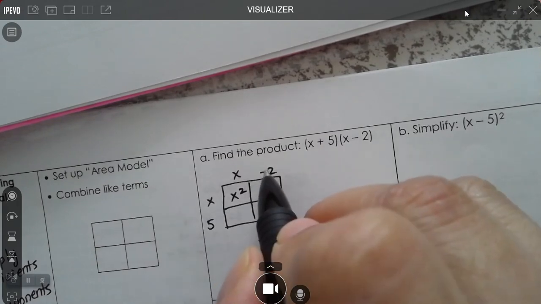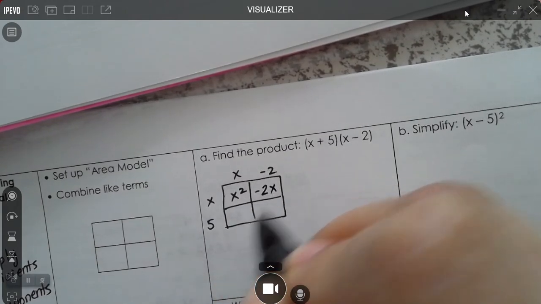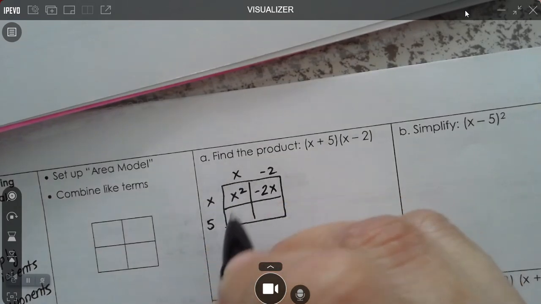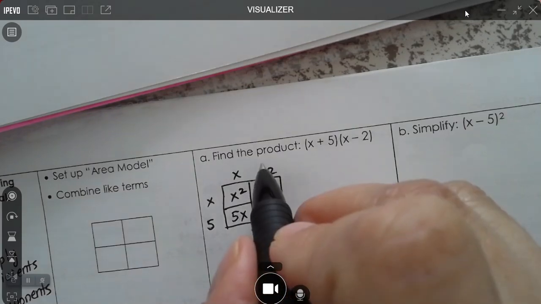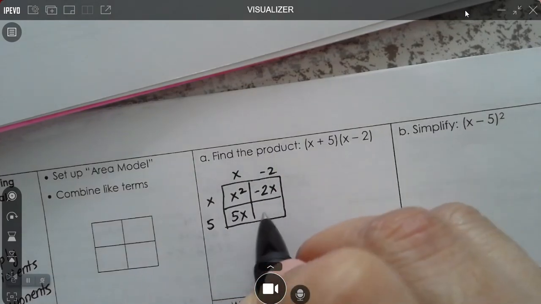X times negative 2 is negative 2x. 5 times x is 5x. And then this 5 is positive, but the negative 2 is negative. So 5 times negative 2 is negative 10.